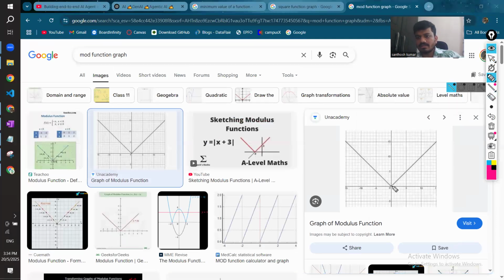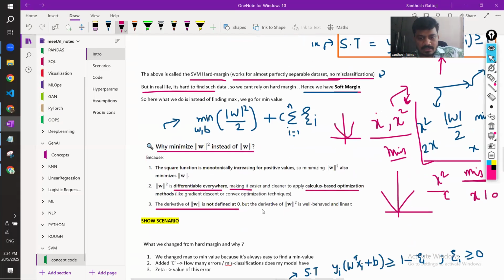Okay, because we don't have any curve. Only when you have something curved will you be able to draw a tangent like this or like this. But we have the minimum point at 0, so this is not differentiable. That's why usually what people do is consider w square instead of minimizing w, because that is much more differentiable.